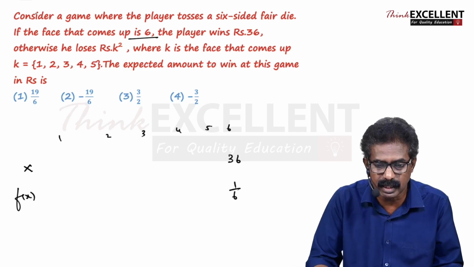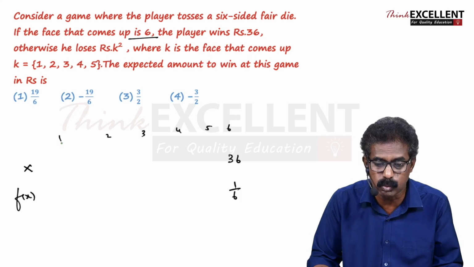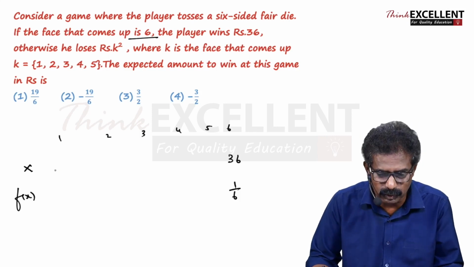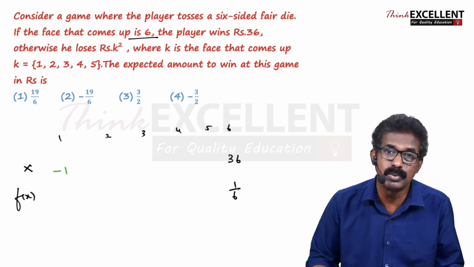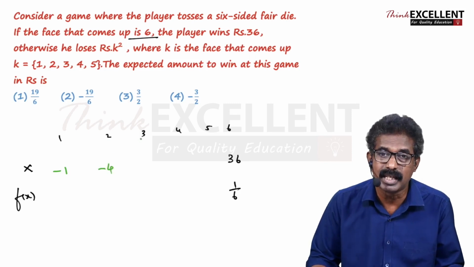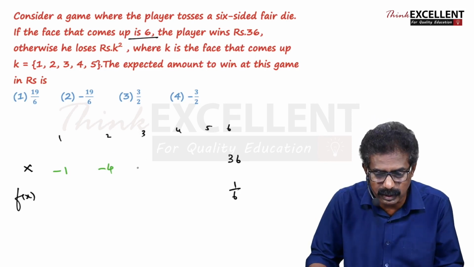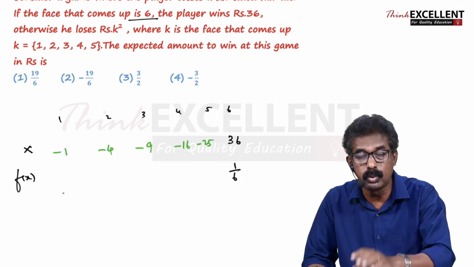In other cases, he loses, so you have to put minus k square. Suppose he gets 1, he is losing minus 1 square, and 1 square is 1 only, so he is losing minus 1. If he gets 2, he is losing minus 2 square, minus 4. If the die shows 3, he is losing minus 3 square, 9 rupees. He is losing 16 rupees, he is losing 25 rupees.